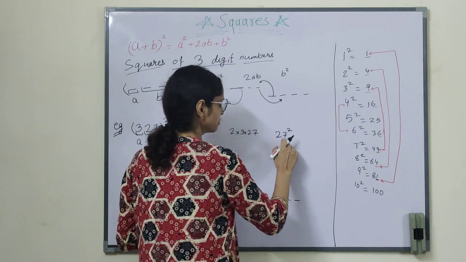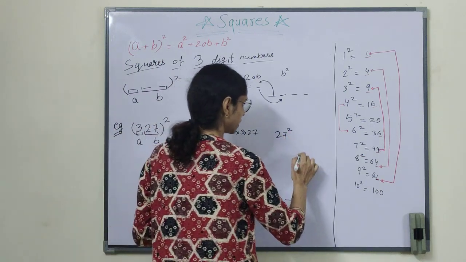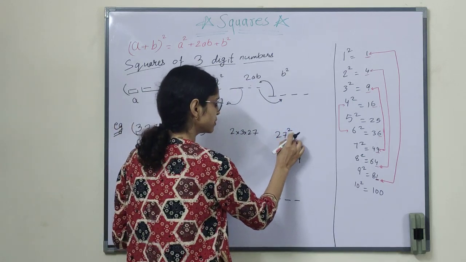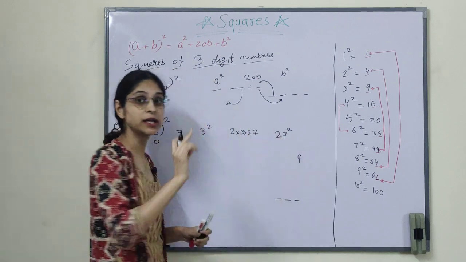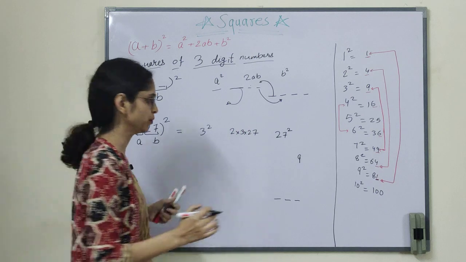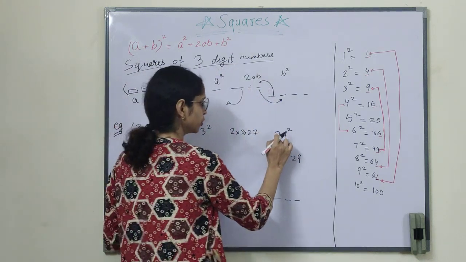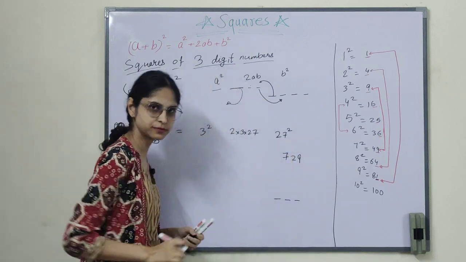27 square is how much? We'll apply the formula. 7 square is 49. So 9. Now 4 is the carry. 2 times 7 is 14. 14 times 2 is 28. 28 plus 4, because 4 was the carry, is 32. So I write 2 over here. Now 3 is the carry. 2 square is 4. 4 plus 3 is 7. So the answer is 729.